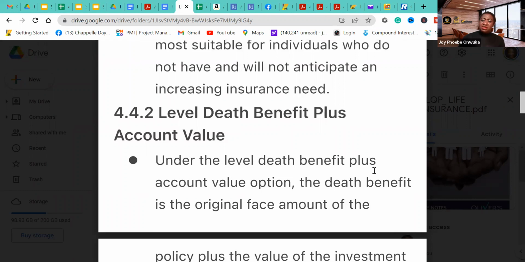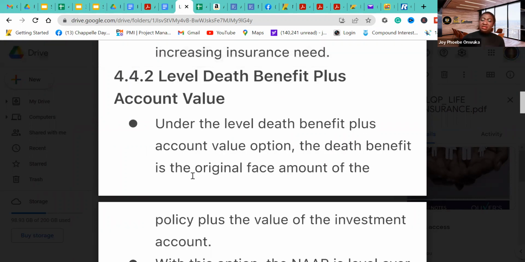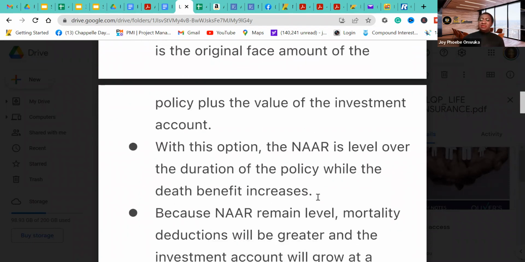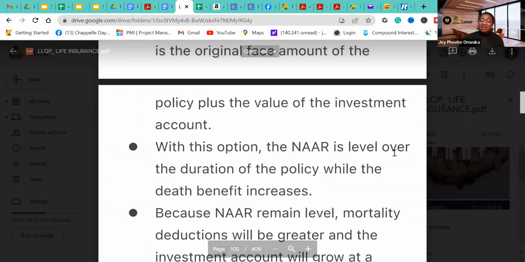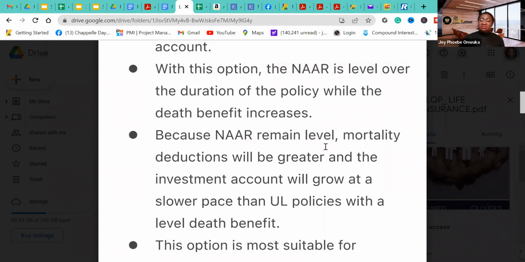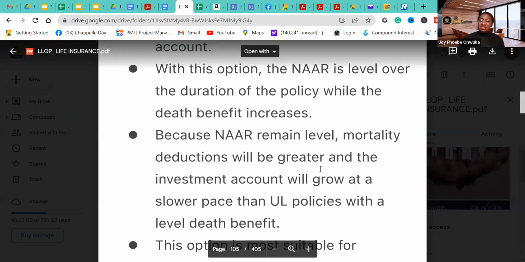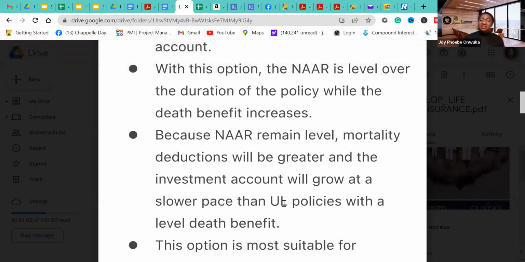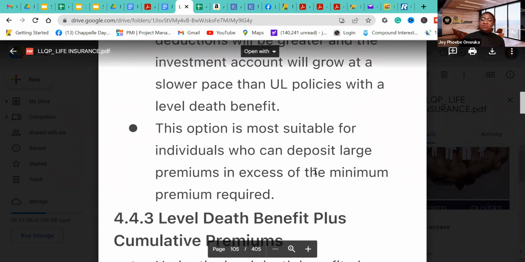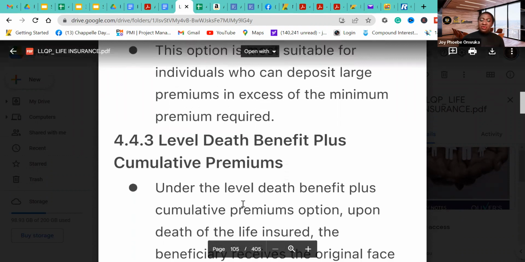Level death benefit plus account value. Under the level death benefit plus account value option, the death benefit is the original face amount of the policy plus the value of the investment account. With this option, the net amount at risk is level over the duration of the policy, while the death benefit increases. Because the net amount at risk remains level, mortality deductions will be greater and the investment account will grow at a slower pace than a UL policy with the level death benefit. This option is most suitable for individuals who can deposit large premiums in excess of the minimum premium required.